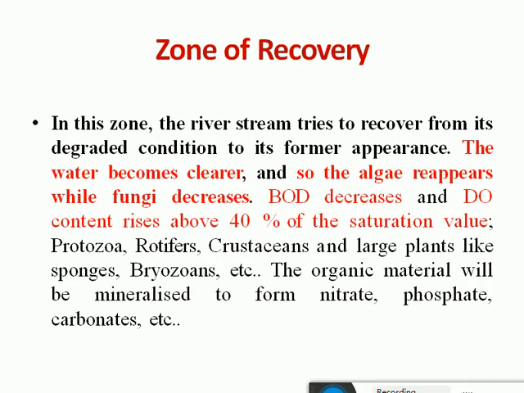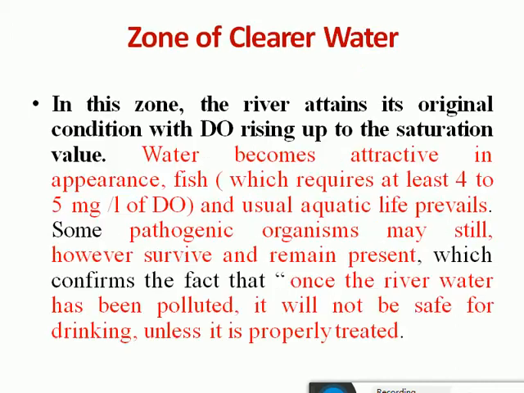So in the zone of recovery, whenever deoxygenation is happening, at the same time reaeration happens because of the atmospheric supply of oxygen. Here the algae start to slowly reappear and the fungi start to decrease, the BOD decreases and the DO content rises above 40% of the saturation value. Organisms like protozoa, rotifers, crustaceans and large plants like sponges, bryozoans etc. will start to flourish. It is also a phase of mineralization to form stable nitrate, phosphate and carbonate compounds.